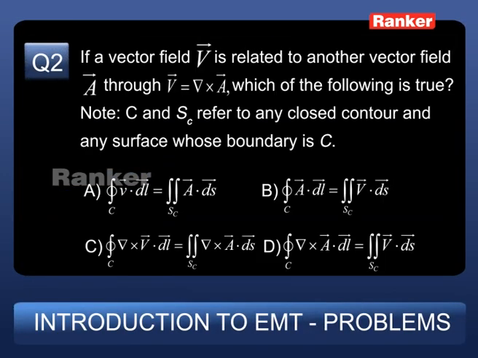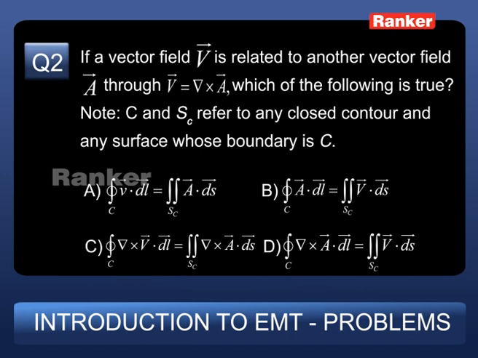If a vector field V bar is related to another vector field A bar through V bar equals del cross A bar, which of the following is true? Note, C and SC refer to any closed contour and any surface whose boundary is C. Option A, closed contour integral of V bar dot dl bar is equal to the double integral over SC of A bar dot ds bar. Option B, closed contour integral of A bar dot dl bar is equal to the double integral over SC of V bar dot ds bar.